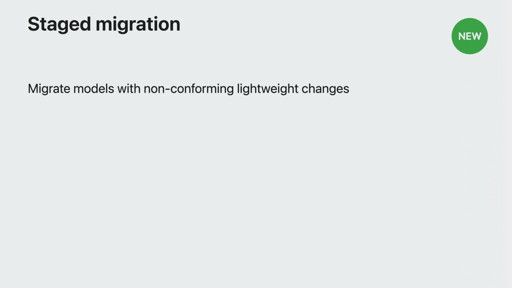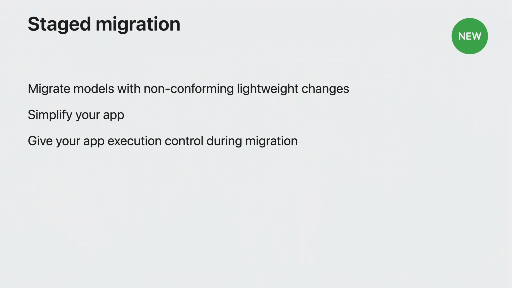The Staged Migrations API was designed with a couple goals in mind: help you migrate complex data models that have non-conforming lightweight schema changes, simplify your app by potentially removing thousands of lines of code related to migrations and the migration infrastructure, and provide opportunities for your app to gain execution control during the migration process to perform various tasks.